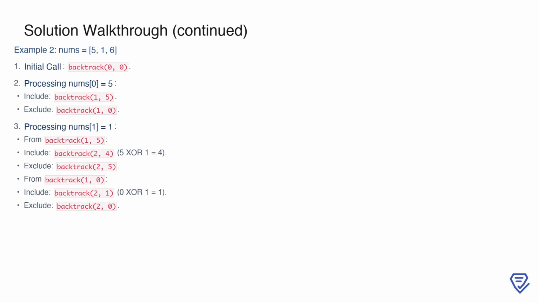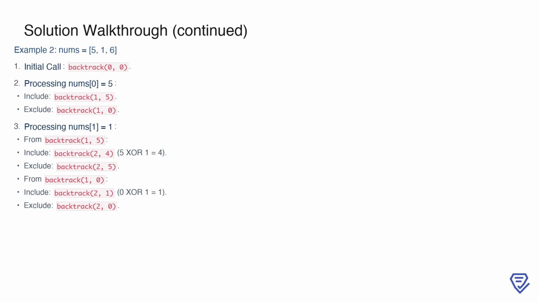Let's consider another example with nums equal to [5, 1, 6]. The process begins with an initial call to backtrack at index 0 and a current XOR of 0. The first number, nums[0], is 5. If we include it, the XOR updates to 0 XOR 5, which is 5, and we proceed with backtrack at index 1. If we exclude it, the XOR remains 0, and we move to index 1.